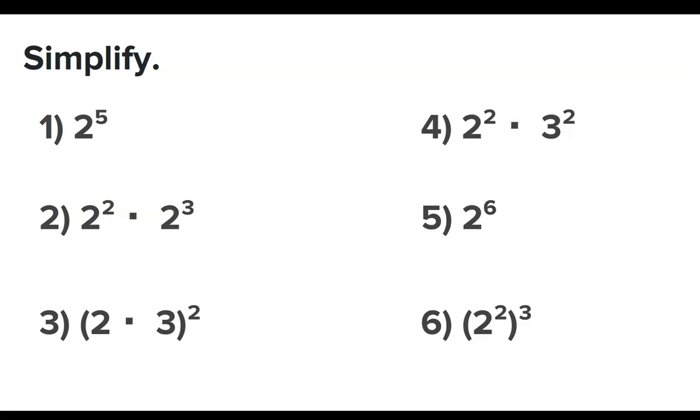So starting off with a review of our exponent properties. With our exponent properties, if we type 2 to the 5th into the calculator, what it's doing is 2 times 2 times 2 times 2 times 2. So an exponent tells us how many times we're multiplying by.